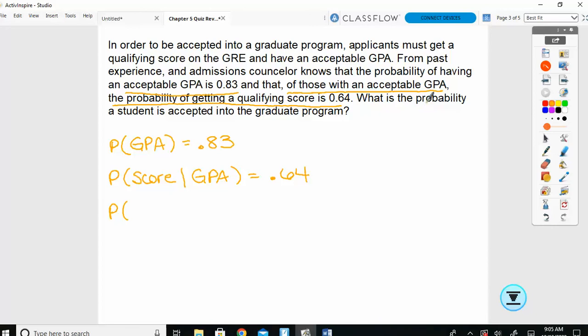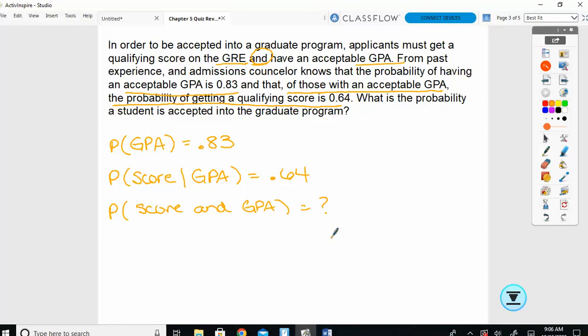I'm trying to find the probability they are accepted. And it said to get accepted, they have to have the GRE score and the GPA. So to get accepted, they need the score and the GPA. That's what I'm trying to find.